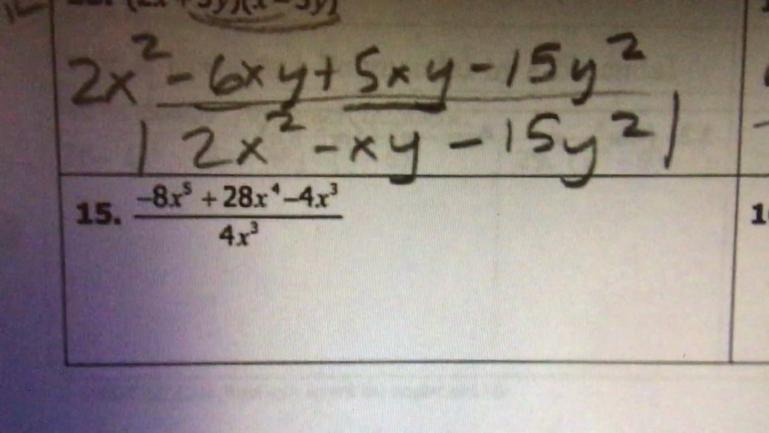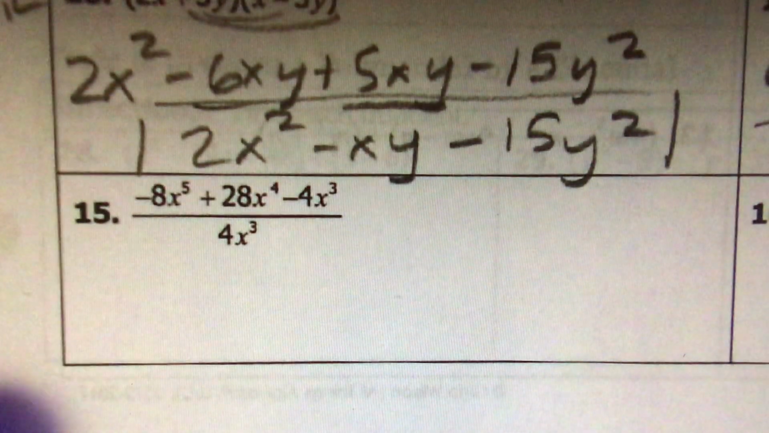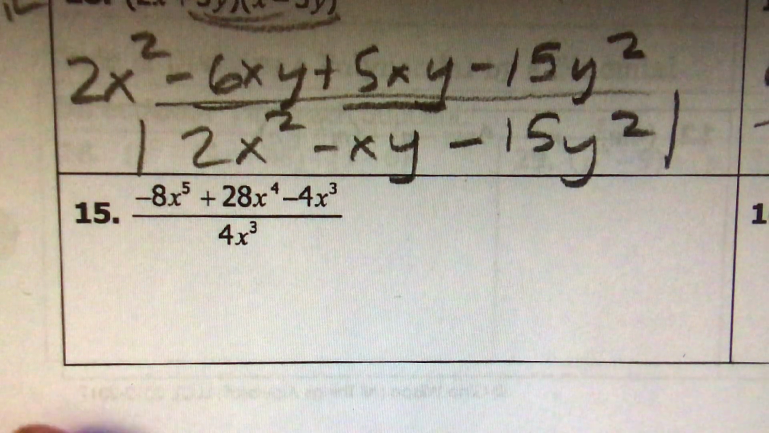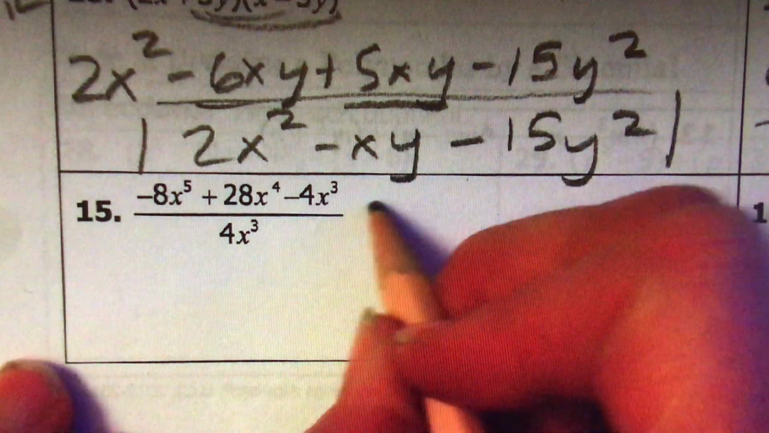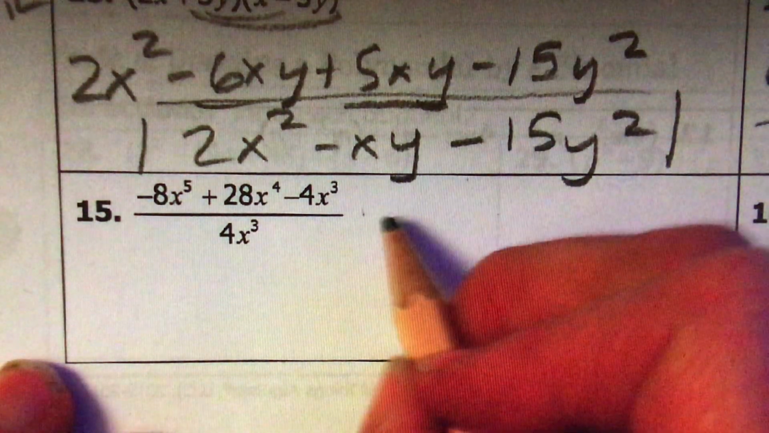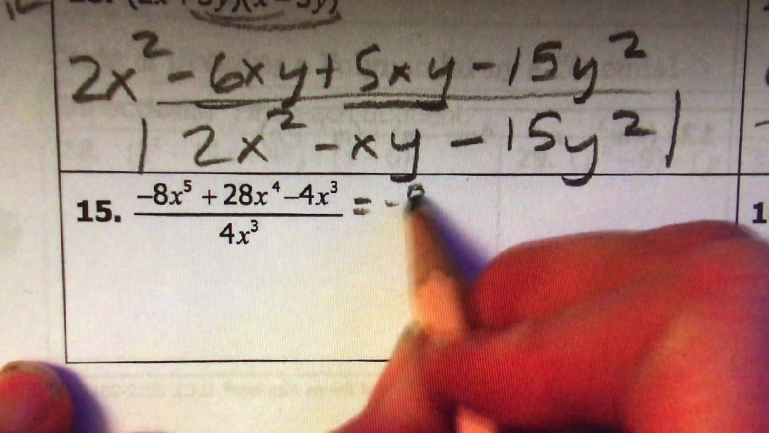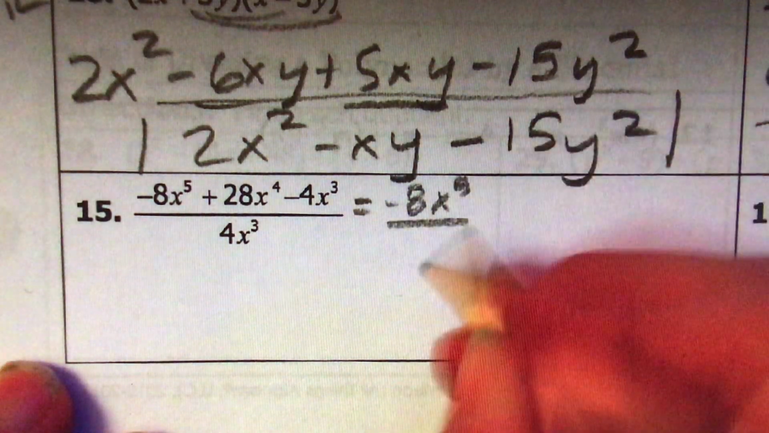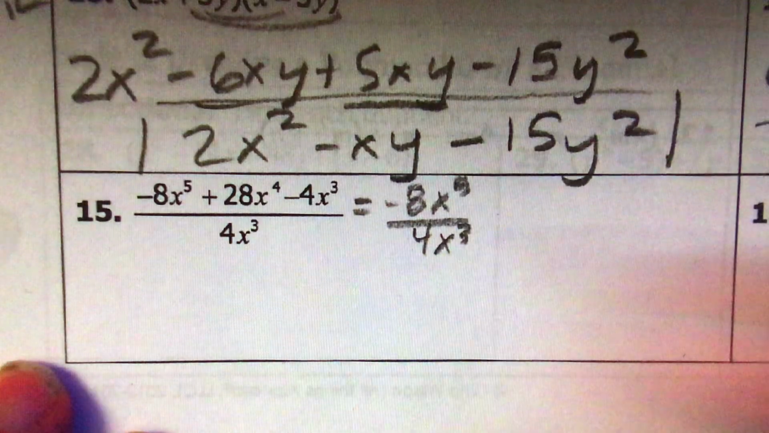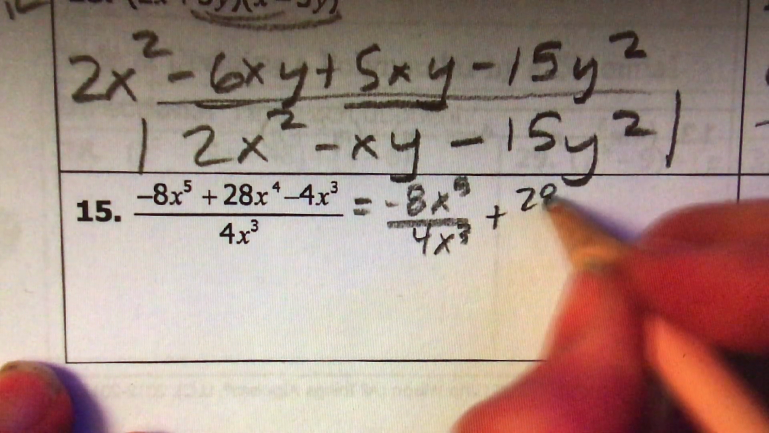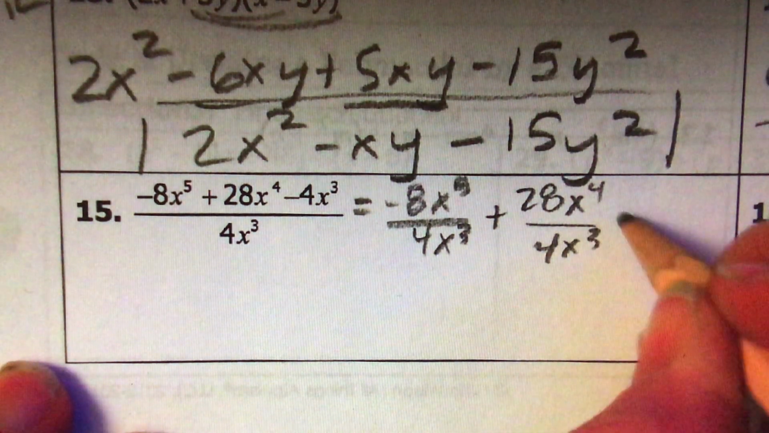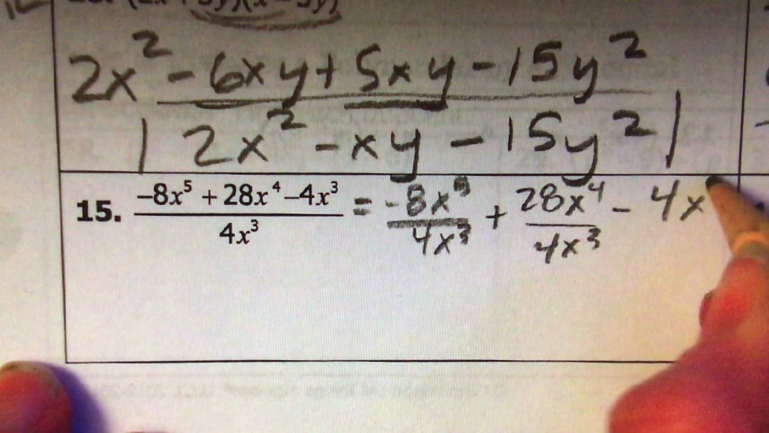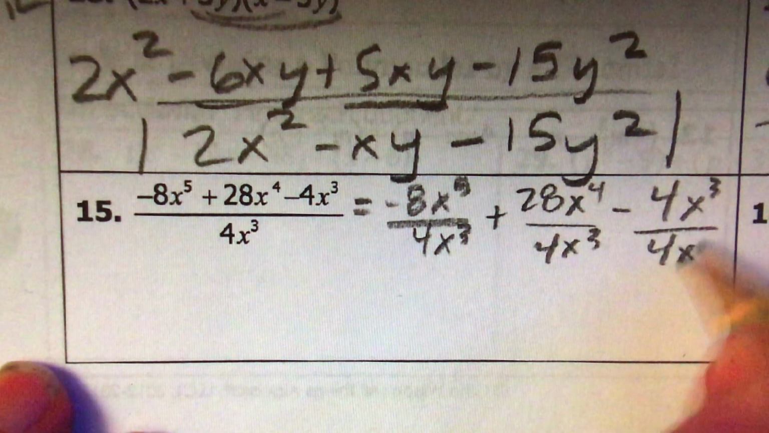15. Okay, so here I'm looking to divide. So I could break them apart. I don't know if you guys are still wanting me to do that, but maybe I'll just do it here. So what this means is negative 8x to the 5th over 4x to the 3rd plus 28x to the 4th over 4x to the 3rd. And again, I'm just showing you how this could be expanded out. And then I could go ahead and divide them.